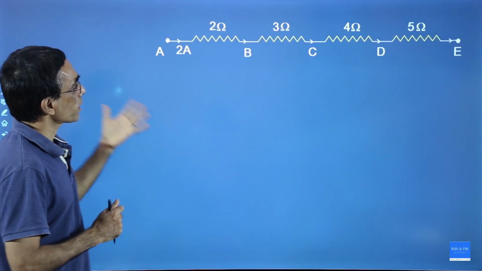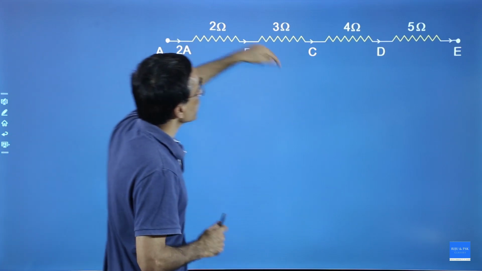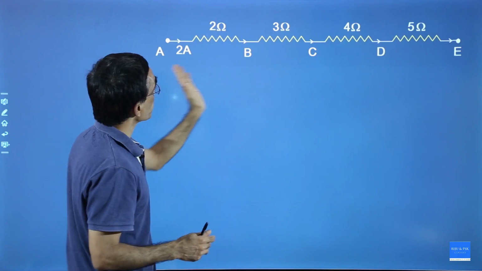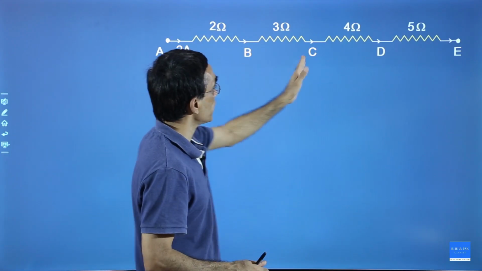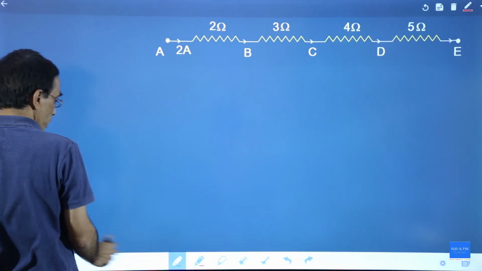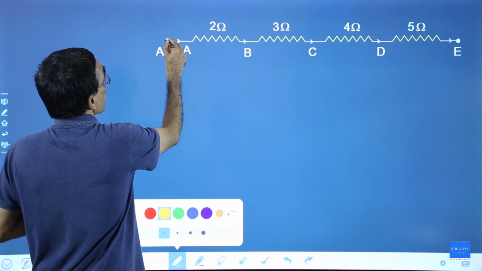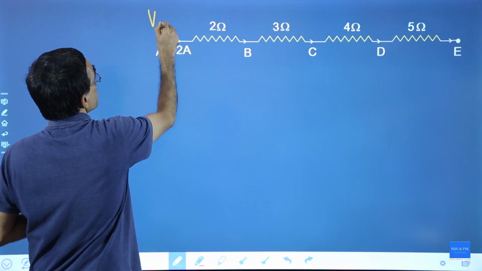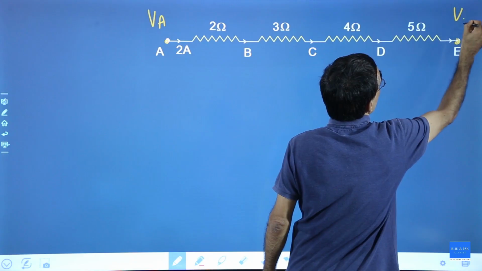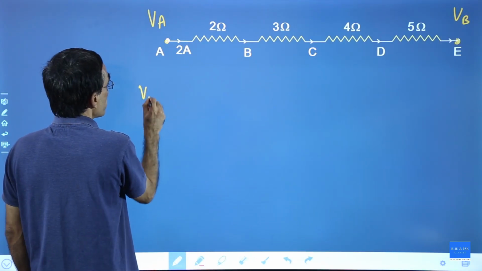Now see, there is another circuit like this. This is point A, B, C, D, E, and there is a current of 2 amperes, and you can calculate the potential at each point. What is the potential at B, C, D, E, etc.? Let us take the potential at A as VA, and the potential at E as VE. So what is the potential at B?